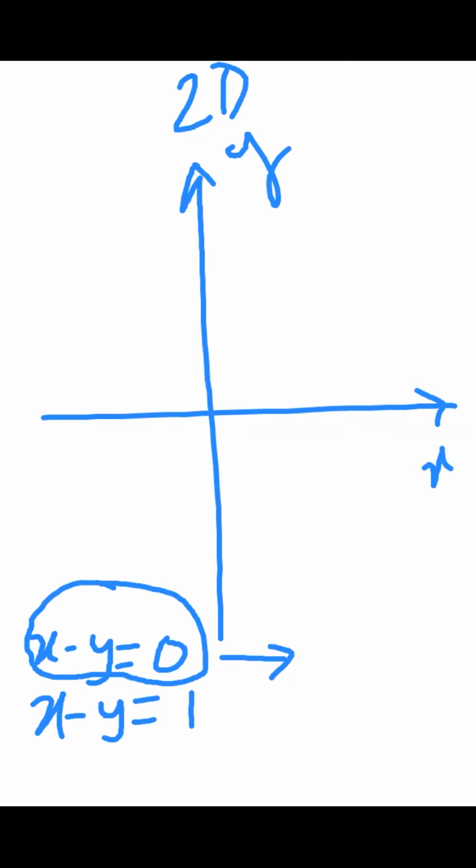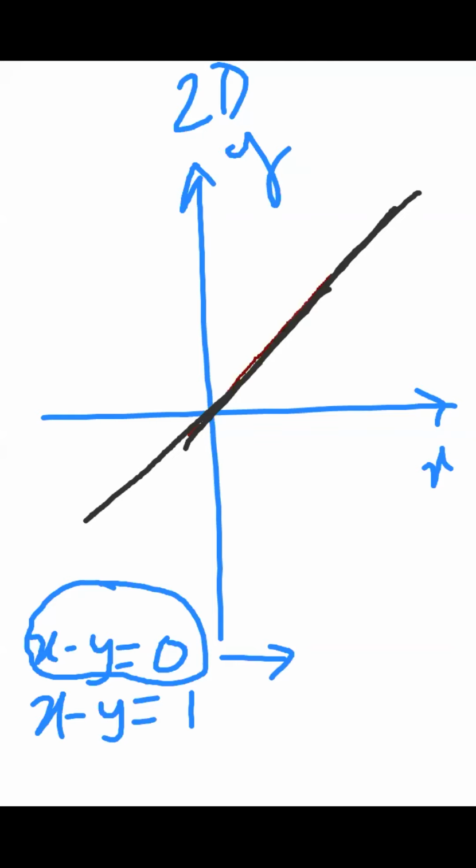Can anybody draw this diagram? X minus y is equal to 0. A line passing through the origin, sir. Line passing through the origin in which way? Okay, wait, I will draw. So this is x minus y is equal to 0. This is a line, a simple line.